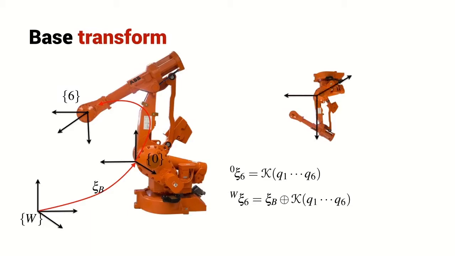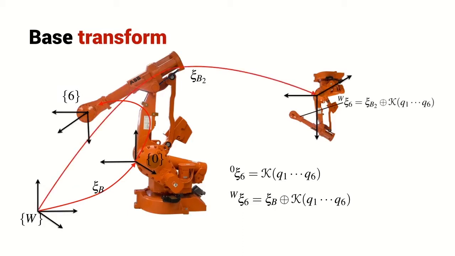Imagine now that I introduce another robot, and this one's hanging upside down from the roof, and we know its pose with respect to the world coordinate frame. Then we can write an expression for the end effector pose of this second robot with respect to the world.